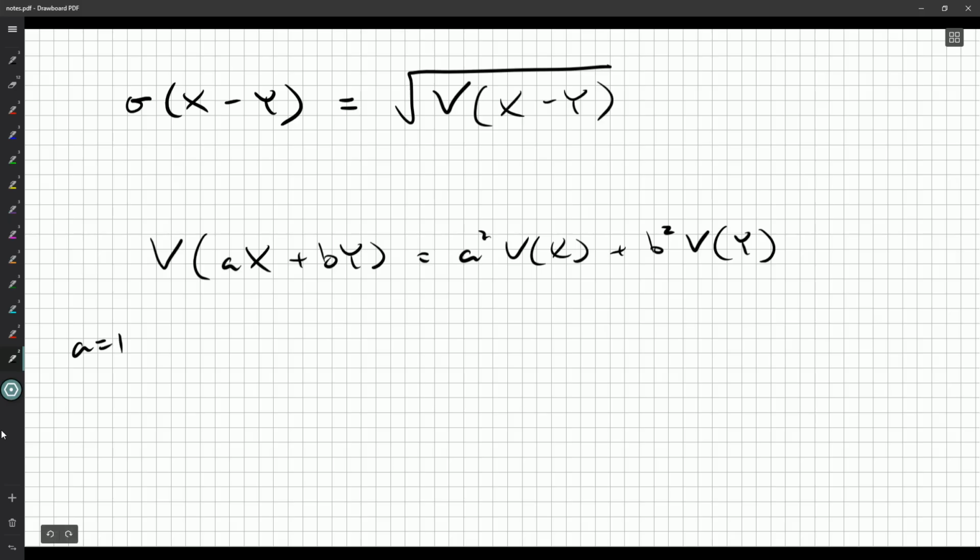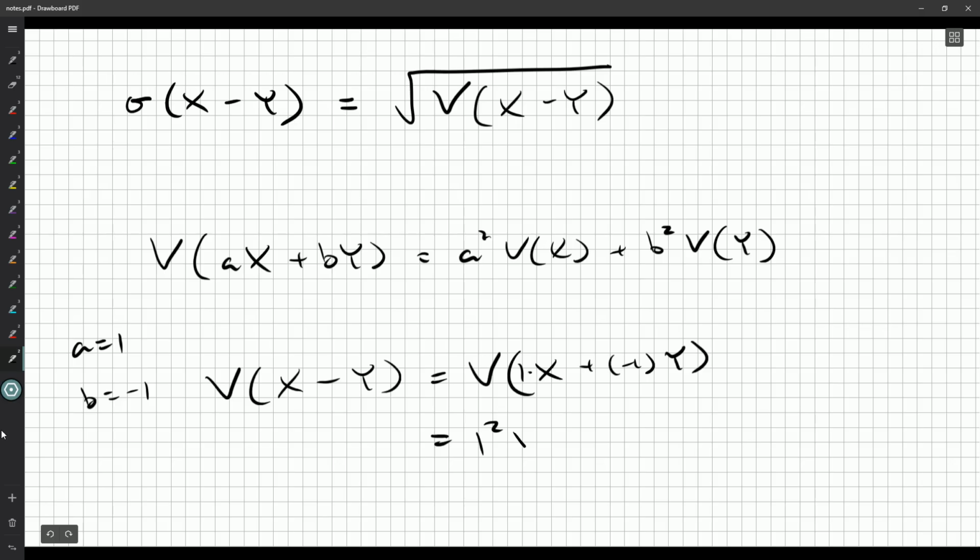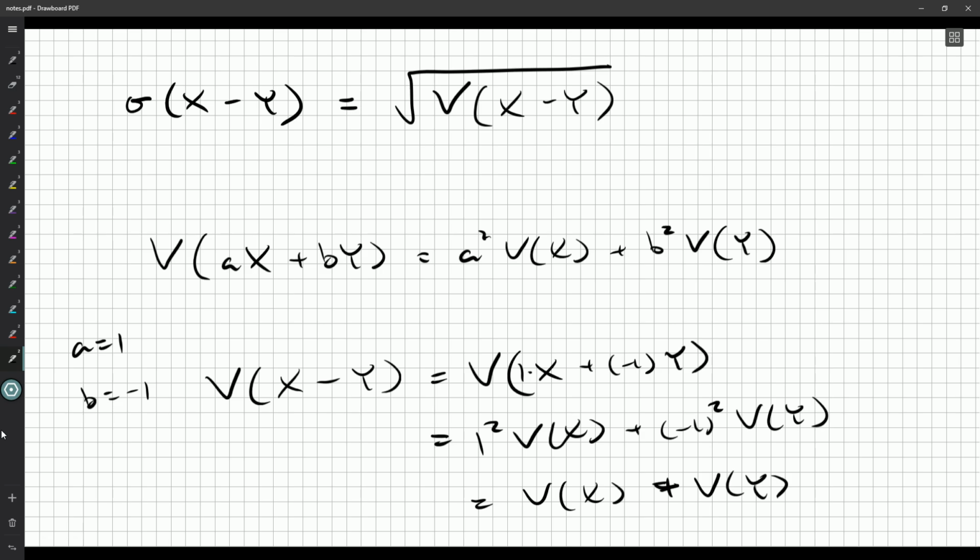Well, if I let a be 1 and b be negative 1, x minus y is really x plus negative 1y. Okay? And then, well, there's really a 1 there, so the 1 can hop out. 1 squared, variance of x, plus negative 1 squared, variance of y. And when you simplify it, 1 squared and negative 1 squared are just 1. So the variance of x minus y is really the variance of x plus the variance of y.